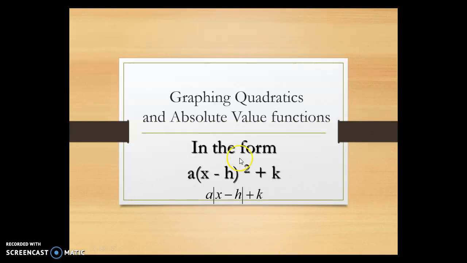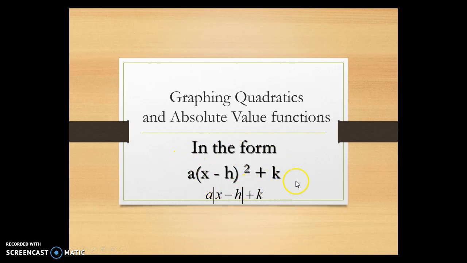Hello, today we're going to talk about graphing quadratics and absolute value functions when they're in the form that looks like this. It's really the same thing, so I'm going to teach both lessons at the same time. These are horizontal shifts in the graph, and these are vertical shifts in the graph, the k value. Notice that inside the function is minus, so we have to do some thinking before we decide how we're moving the parabola or the V-shaped graph when we graph these.